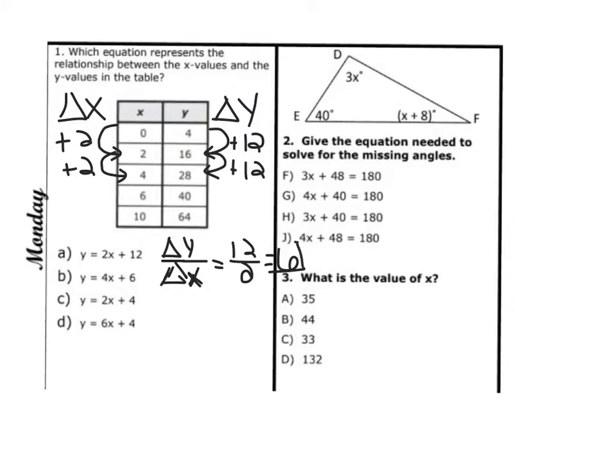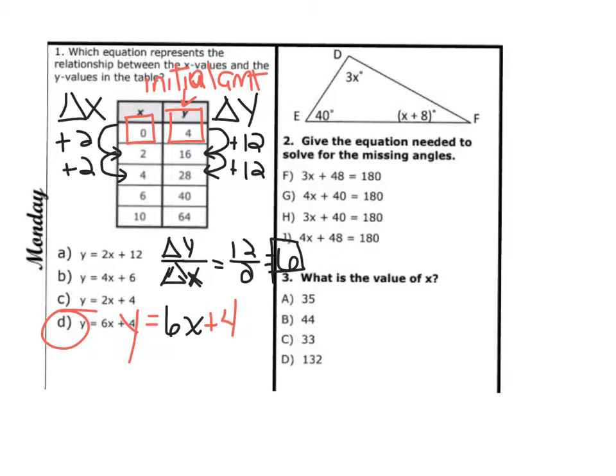So this is also your coefficient. So it's rate of change. So it'll be 6x. Now, if you look at the x here, if you have a value of 0 on x, then the value of y would be your initial amount. So that means that's where it starts, or crosses the y-axis, which is the y-intercept. So this would be y equals 6x plus 4, which is letter D.